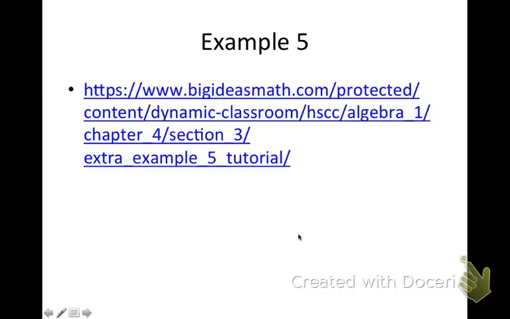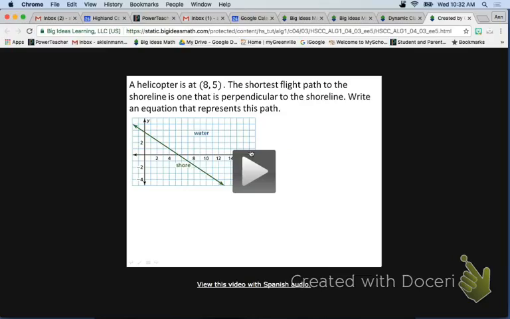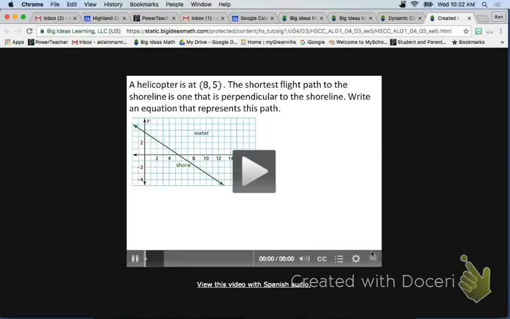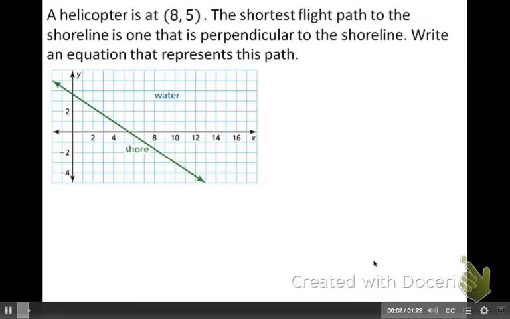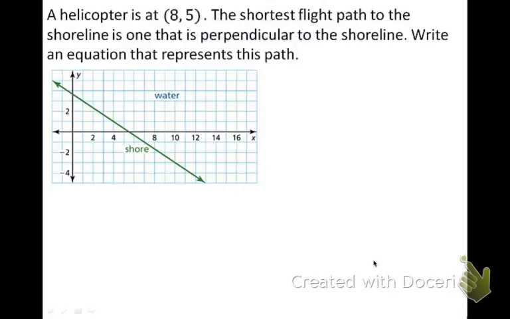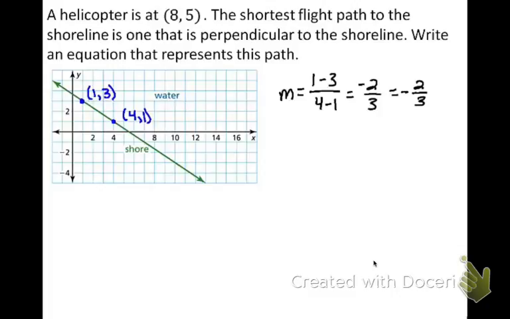Okay, our final example is going to come from the tutorial on Big Ideas. A helicopter is at (8, 5). The shortest flight path to the shoreline is one that is perpendicular to the shoreline. Write an equation that represents this path. Begin by finding the slope of the line that represents the shoreline. The line passes through the points (1, 3) and (4, 1). So the slope is m equals the quantity 1 minus 3 divided by the quantity 4 minus 1, which simplifies to negative 2 divided by 3, or negative 2/3.